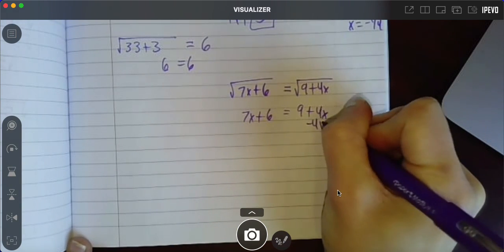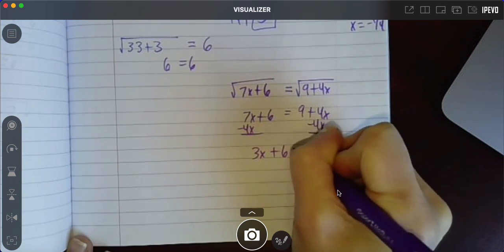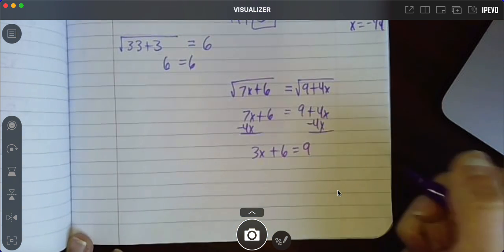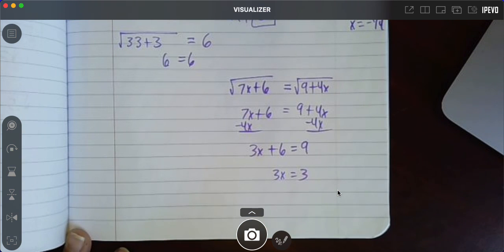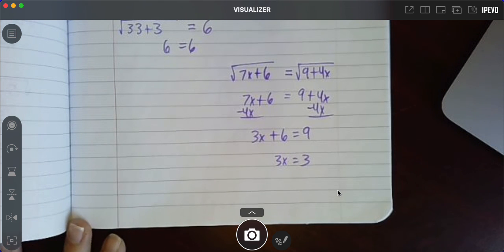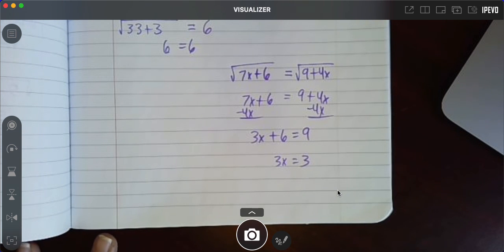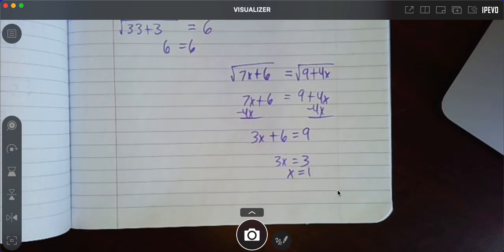Now then what do I do? I subtract 4x. Correct. So I get 3x plus 6 equals 9. Then subtract 6. 3x equals 3. Hang on, I got confused there for a second. Divide by 3. x equals 1.